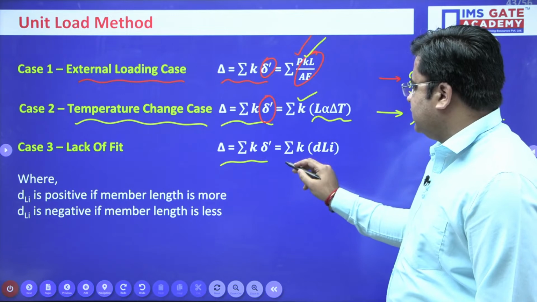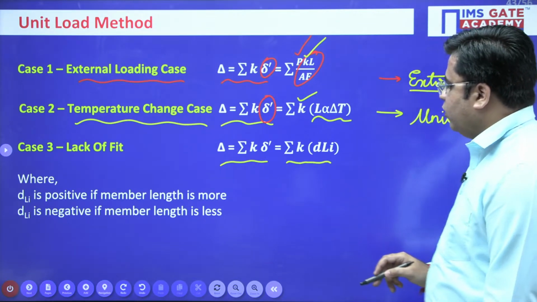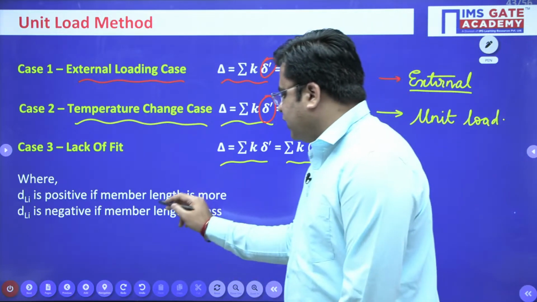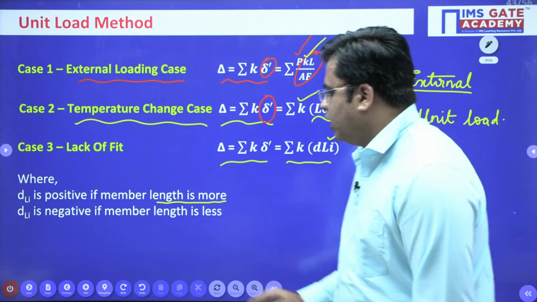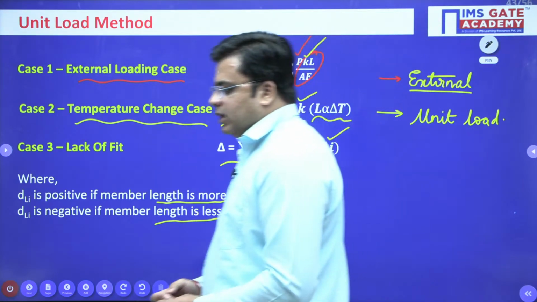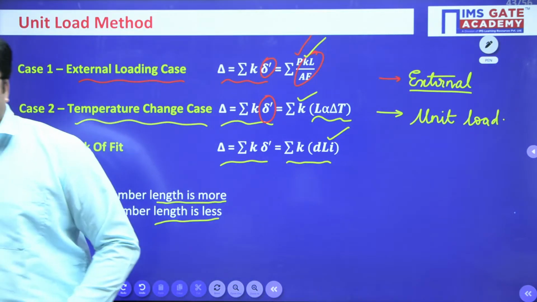And the last one, due to lack of fit, the total deformation delta is the summation of K into delta dash, which is equal to the summation of K into DLi, where DLi is the lack of fit. DLi is positive if the length of the member is more, and DLi is negative if the length of the member is less, right. So this is how you can do a question using the unit load method.